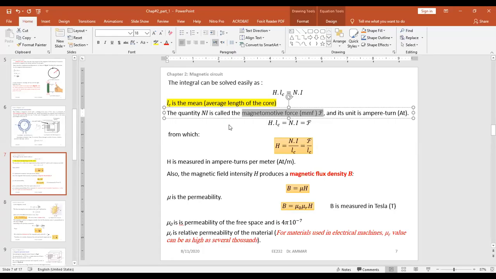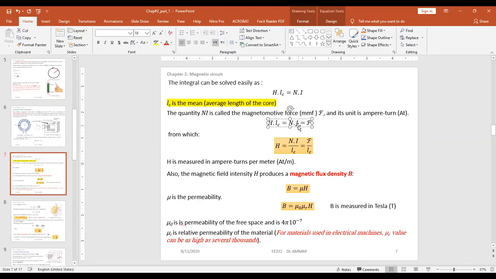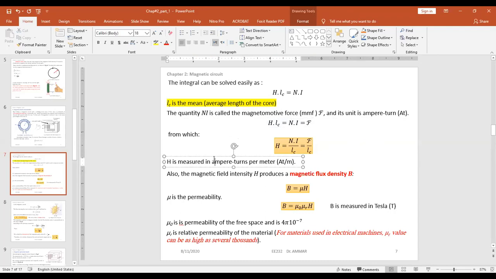F equals Ni, the current multiplied by the number of turns, and also equals the magnetic field intensity multiplied by the mean length of the core according to this expression. And of course we can determine H in terms of F. H is equal to Ni over Lc and equal to F over Lc. So this is the unit of H. I was wrong earlier on the board. It's Ampere turn over meter.